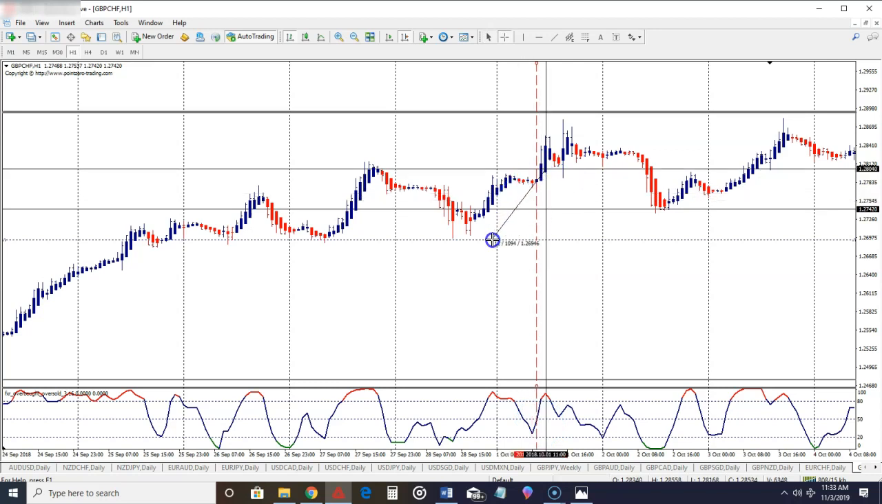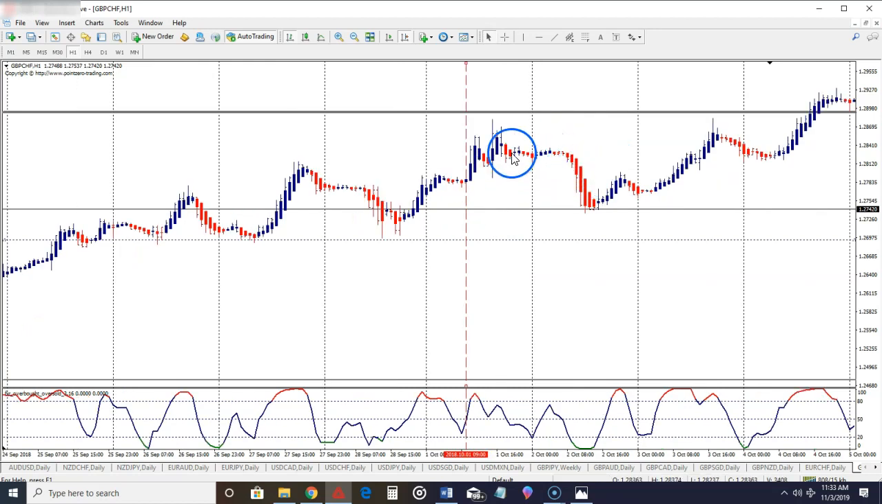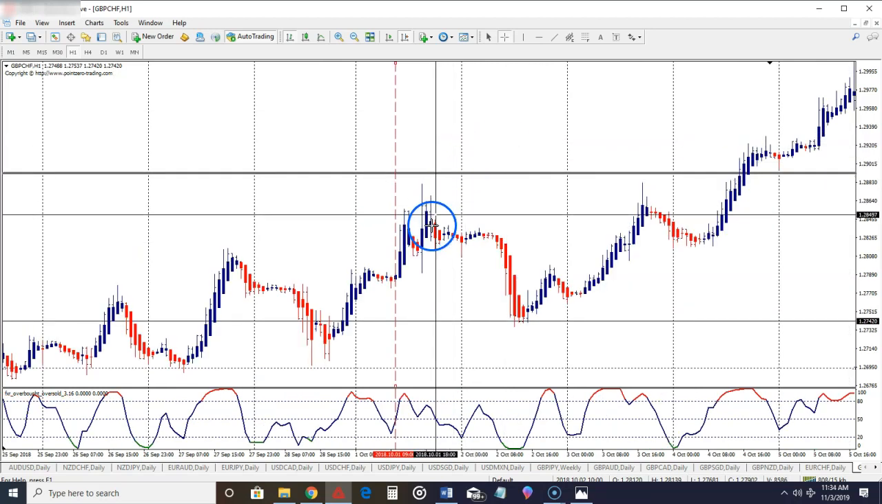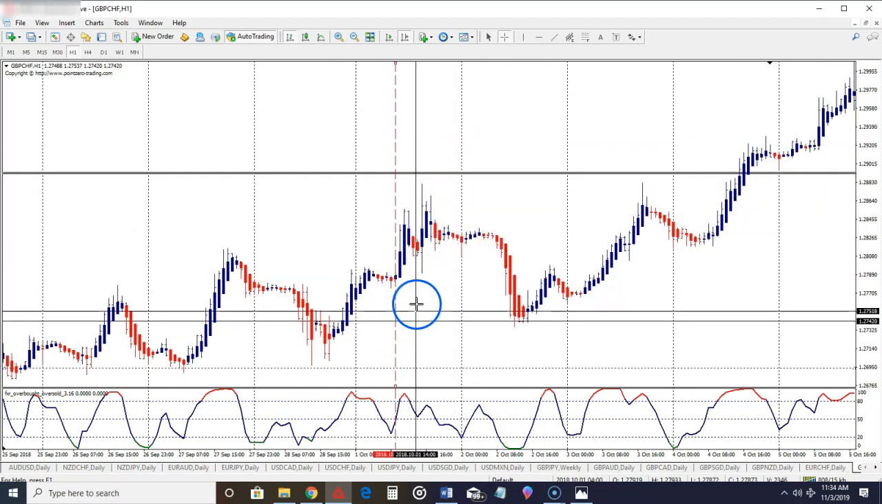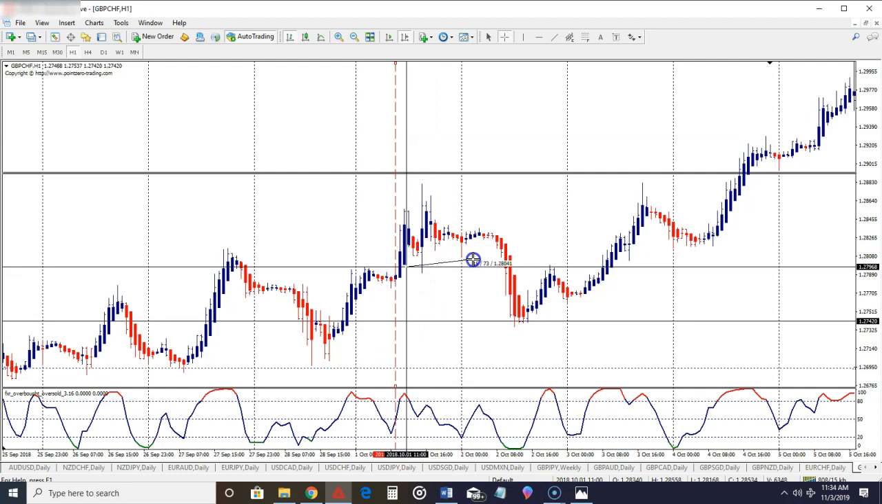Entry would have been around here. 109 pips. Let's see if we make it. It may be tight. 75 pips there. Oh yeah. We got it, guys. We got it. We didn't get it day 1.